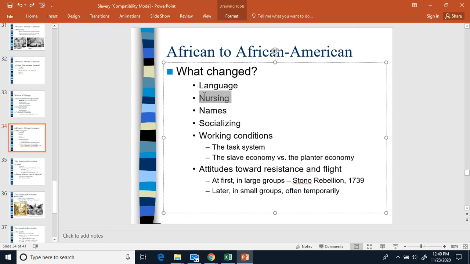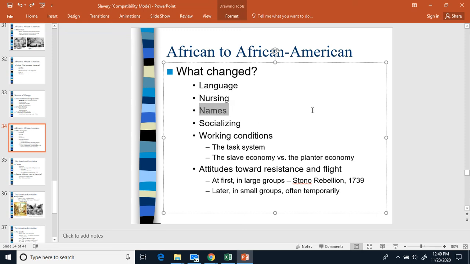So two, nursing. Nursing is talking about how they're able to perform medical services and so forth. Obviously, if you're enslaved, it's very difficult to get your normal herbs and so forth so that you can heal up people and such. And also nursing when it comes to children and child rearing and bringing them up.